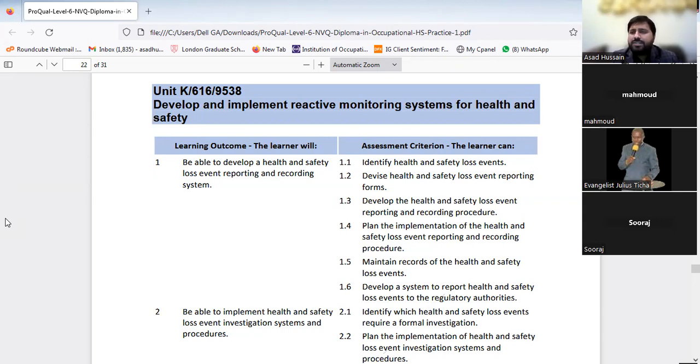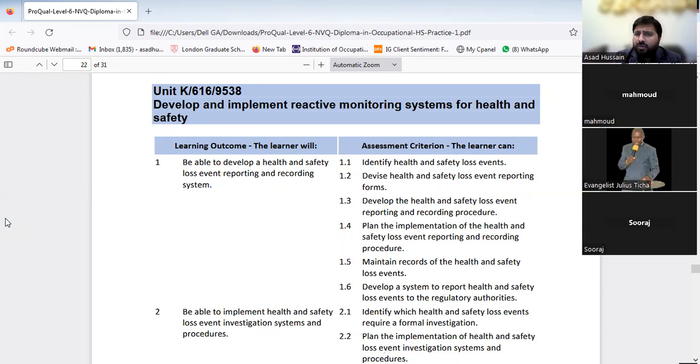For this identification, the evidence you can use will be an accident or incident investigation report. Even if you don't have a recent accident or incident in the workplace, or you are very new to the organization, then you should provide me an accident reporting procedure, so that will confirm how you are identifying health and safety loss events in your organization.